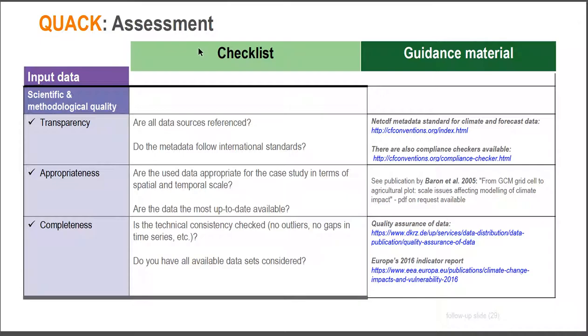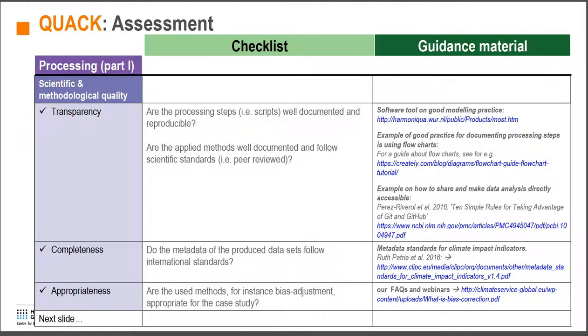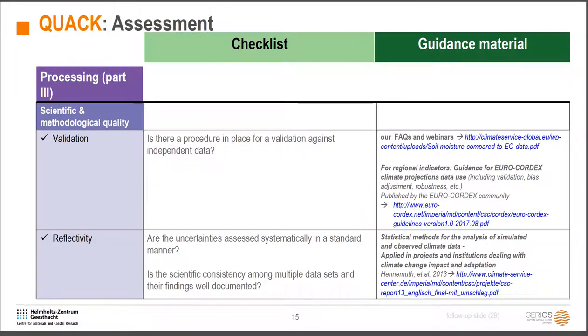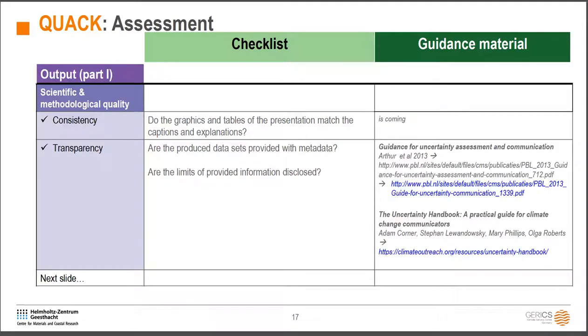So for all indicators, there are different questions to explain the meaning of the indicator. So for input data, we have appropriateness, completeness. Then in the processing part, transparency, completeness, appropriateness have different questions and guidance material. As we go further, you see that in the output part also, there are questions and guidance material available.